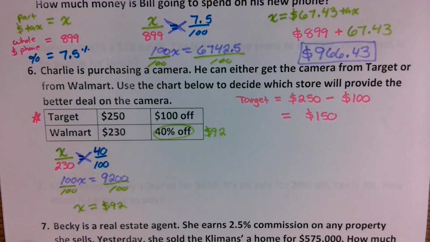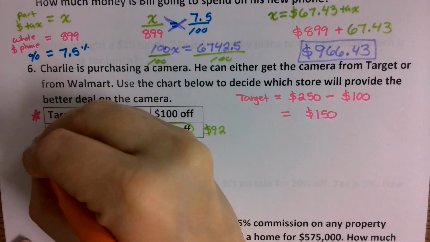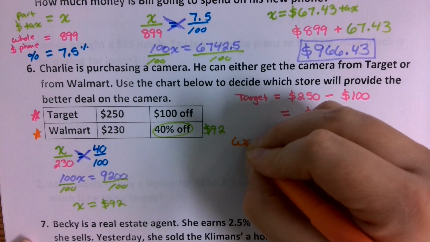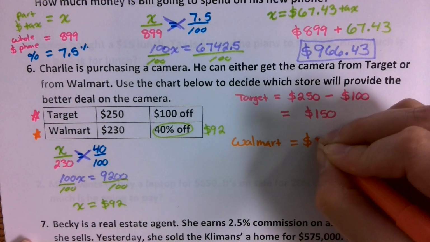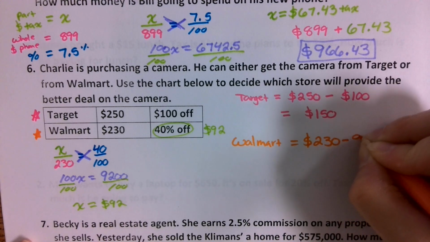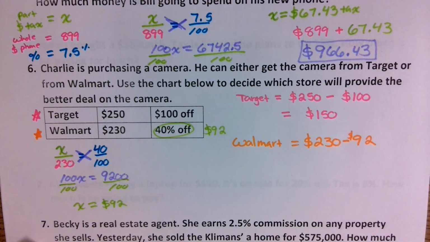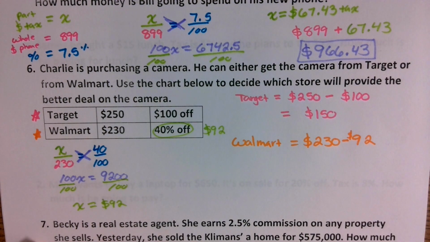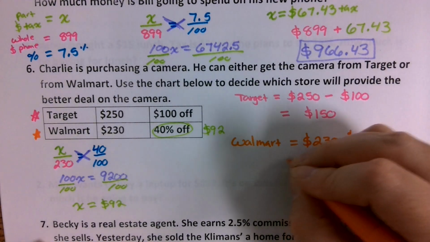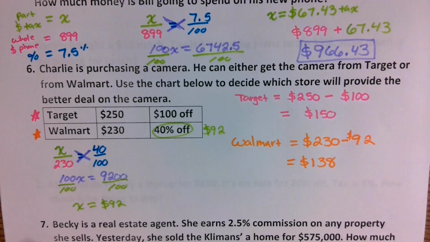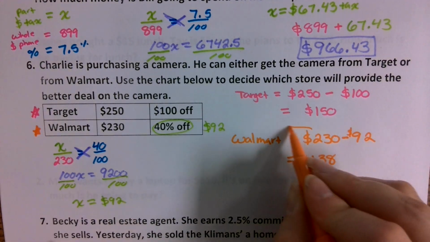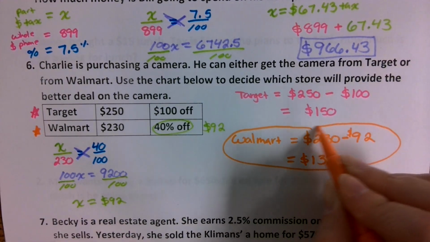So for Walmart, I'm going to take that $230 and I'm going to subtract $92. You do 230 minus 92, what do you get? $138. So who's the better deal? Walmart. Walmart's got the better deal.